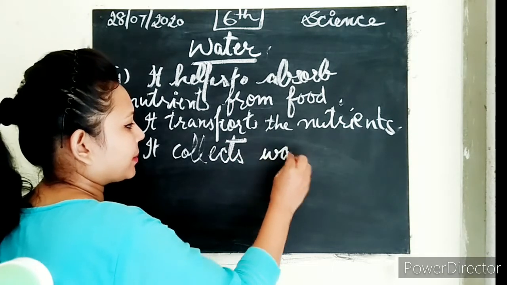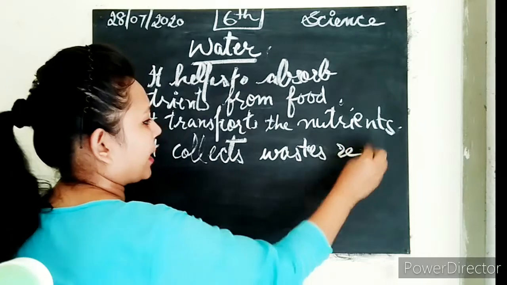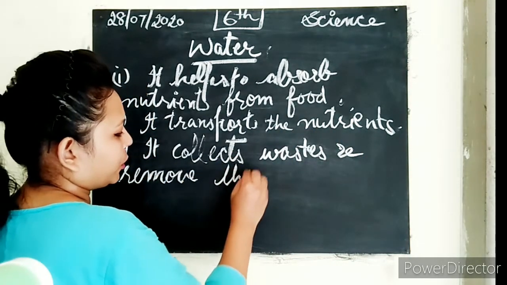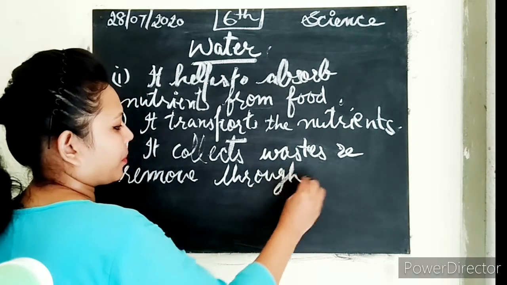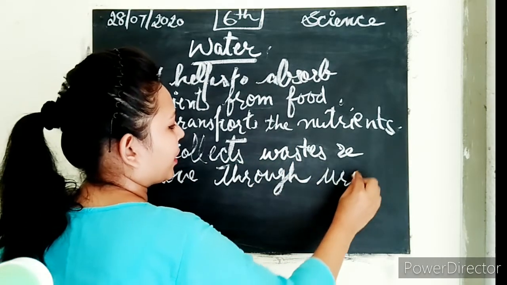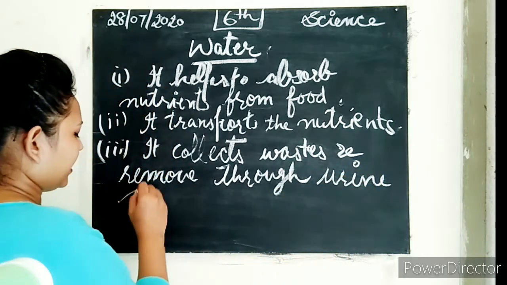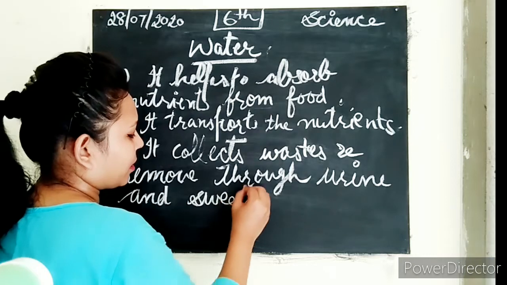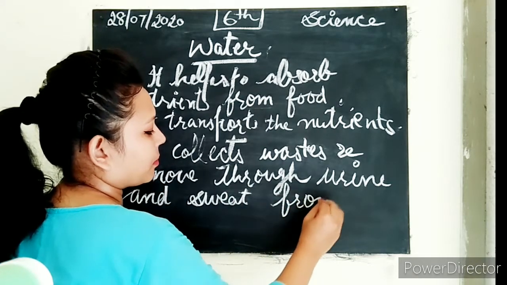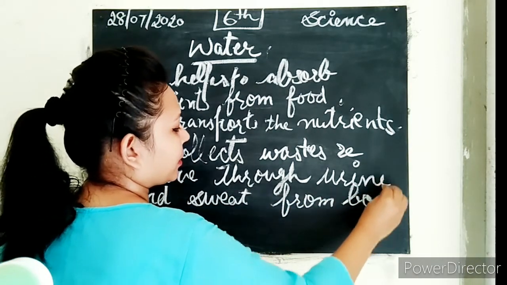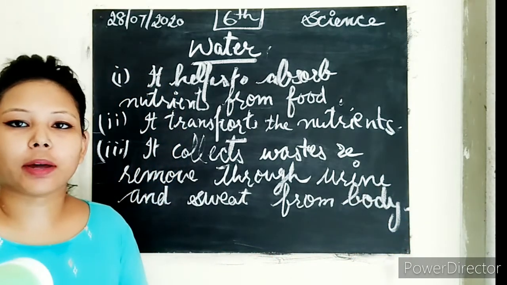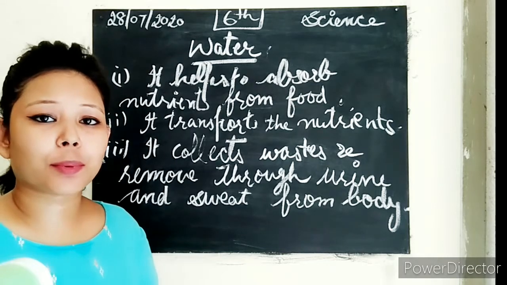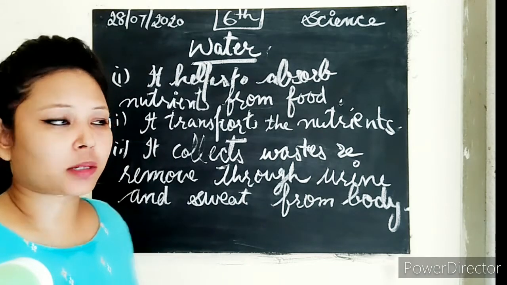So it collects waste and removes it through urine and sweat from the body. Correct? And it even helps to cool the body through the process of evaporation of sweat. Okay?